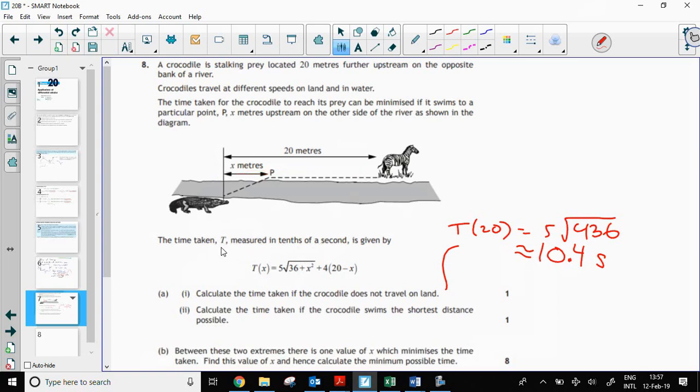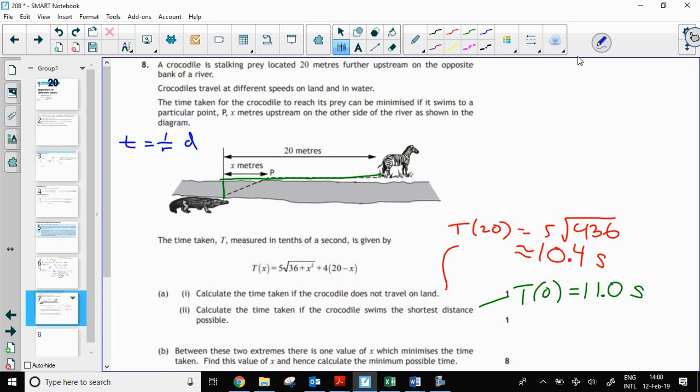Now we have the crocodile swimming the shortest distance possible. If it swims the shortest distance possible, that means it's going to swim right over here, and then it's going to run the rest of the way. So what is x in this case? Well, now x is going to be 0. So we've got t of 0. Putting in 0 for x, that's going to be 5 times 6, that's 30, plus 80, that's going to be 110 or just 11 seconds. So not really a whole bunch of a difference there.